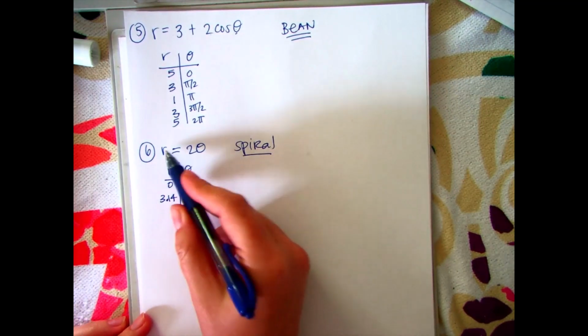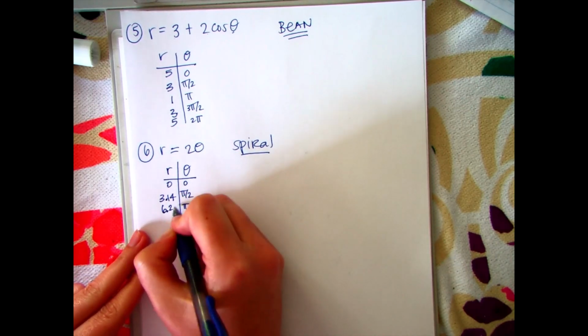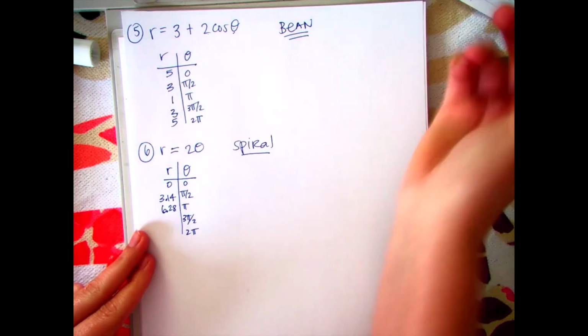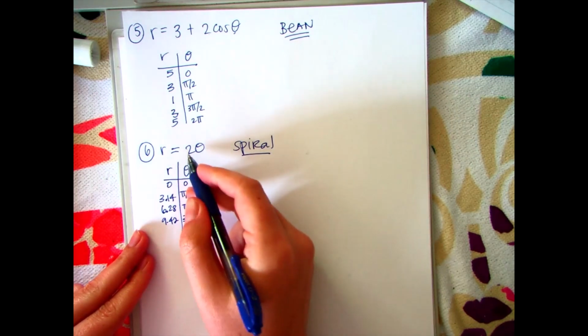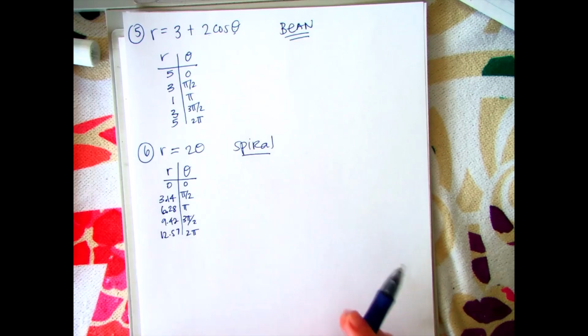If I plug in pi, the radius is 2 pi, or 6.28. I plug in 3 pi over 2 times 2, that ends up being 3 pi, 9.42-ish. Plug in 2 pi times 2, it's 4 pi, the radius is approximately 12.57. So we're going to have to round all of these for obvious reasons.